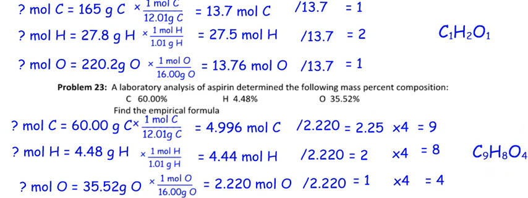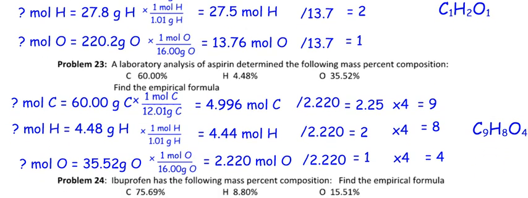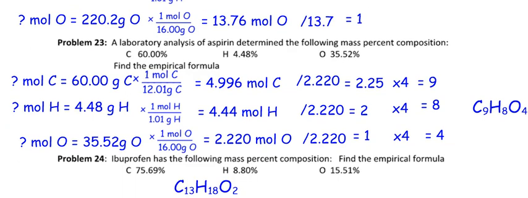Okay, so problem number 24. Go ahead and work out ibuprofen, and it's the same exact process. Let's see how you do. Hopefully you got this. You probably got 6.5 moles of carbon, so you had to multiply that by 2, so you got C13H18O2. Okay, so that's the empirical formula.